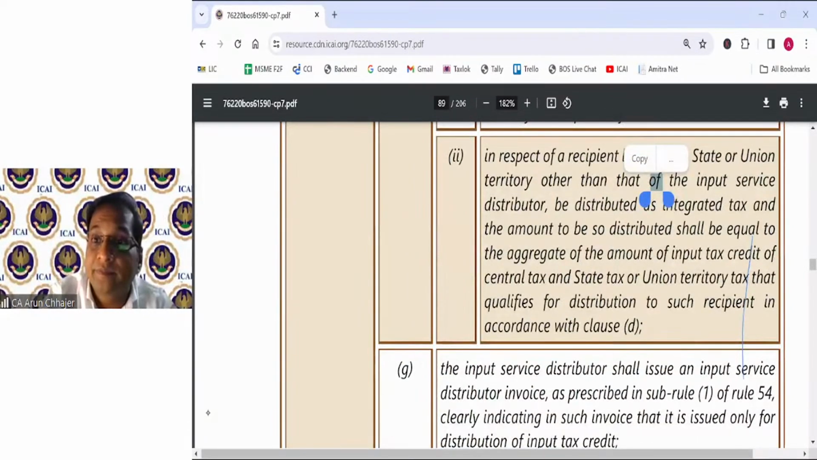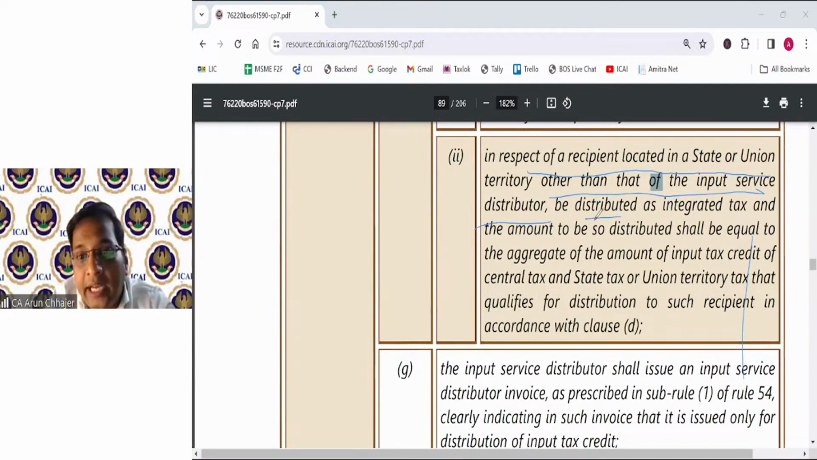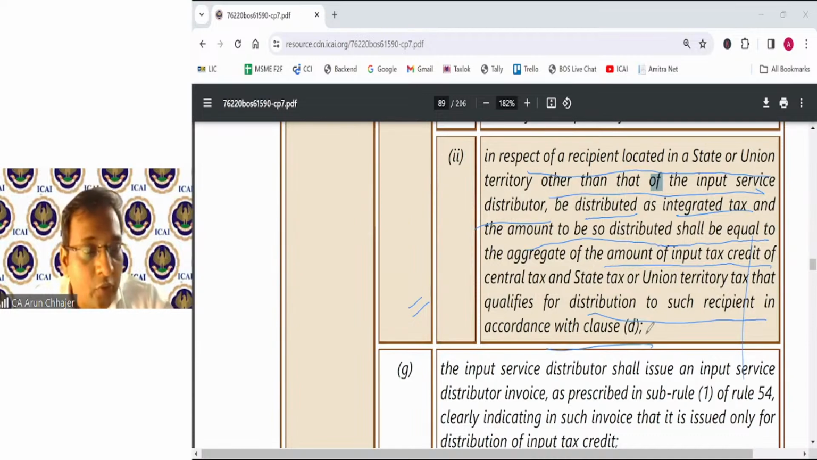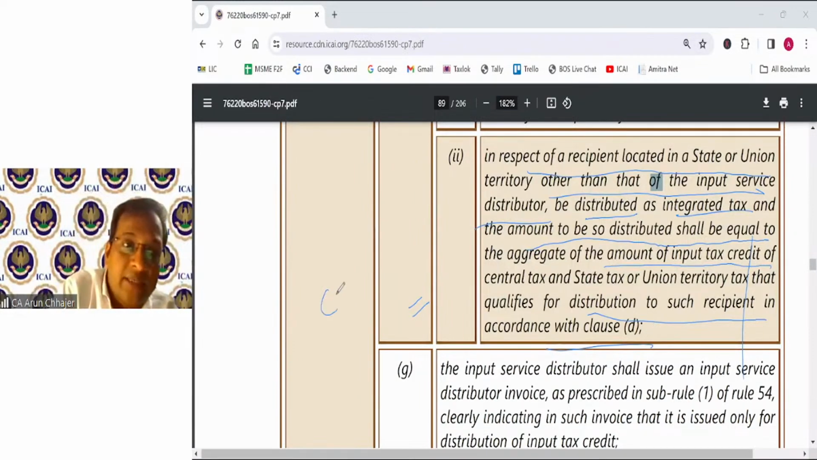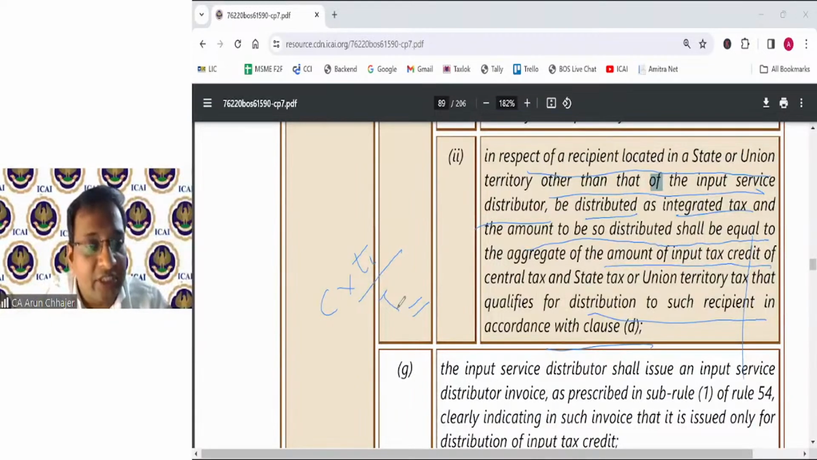Let's read once again. It says that in respect of the recipient located in the state other than that of the input service distributor, they are ISD and the branches are in a different state, then it will be distributed as IGST. That is okay. And amount to be so distributed shall be equal to the aggregate of amount of the ITC, C and S that qualify for distribution for such recipient in accordance with clause D. So whatever we are calculating as the amount to be distributed as per the clause D, what is the clause D? C multiplied by T1 divided by total T. So that will be equal to the ITC which needs to be distributed.